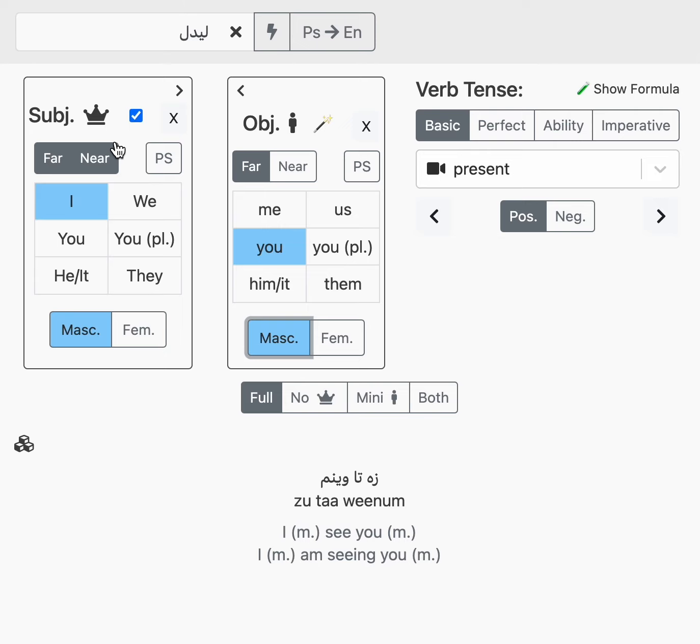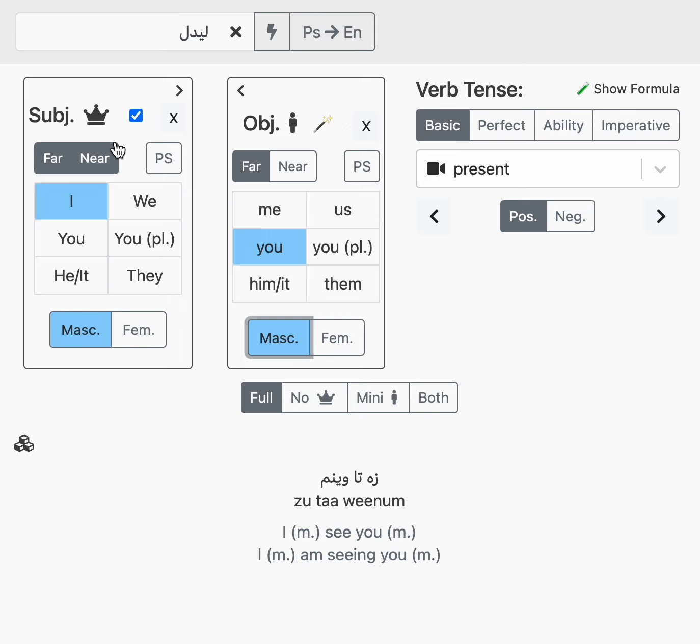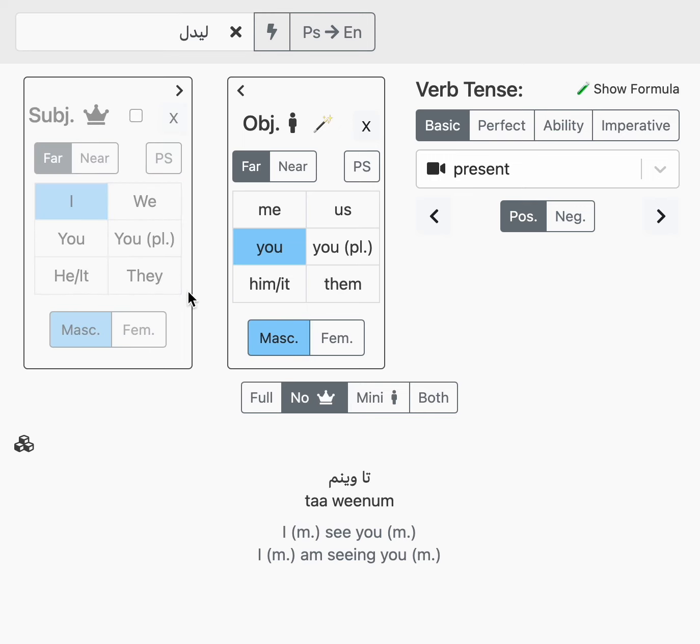Now what we can do to shorten this phrase up, there's two things we can do. We can kill the king or we can shrink the servant. What on earth does that mean? So, first of all, we can kill the king. We can get rid of the king of the sentence. The king is already controlling the verb, so you don't have to actually mention it. So, instead of za ta winam, we can just get rid of the king and we can say tawinam, like this. And so in the dictionary, you can either click here or you can click here to say no king. Take the king out. Tawinam.